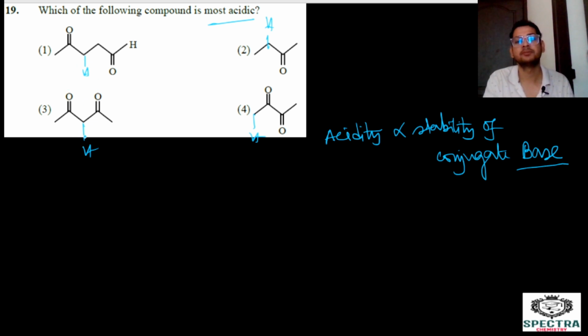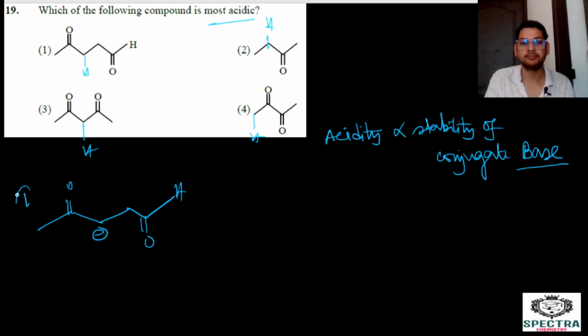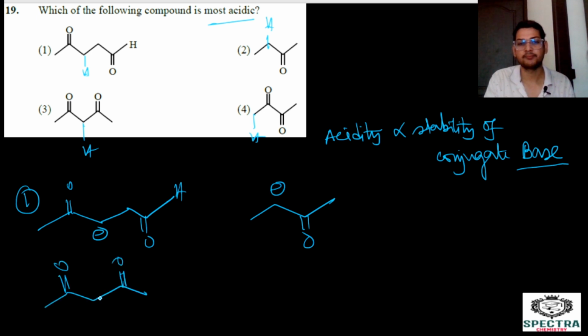Take the hydrogen out. If you are taking the hydrogen out from the first molecule, you are getting this kind of thing. From the second you are getting this kind of thing, from the third you are getting this kind of thing, and from the fourth you are getting this kind of thing.